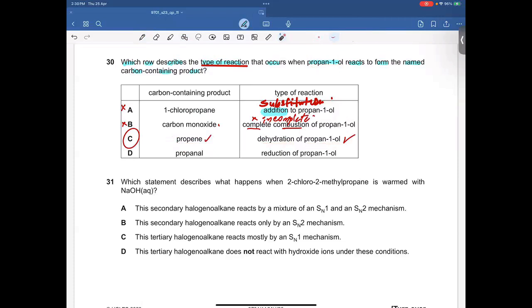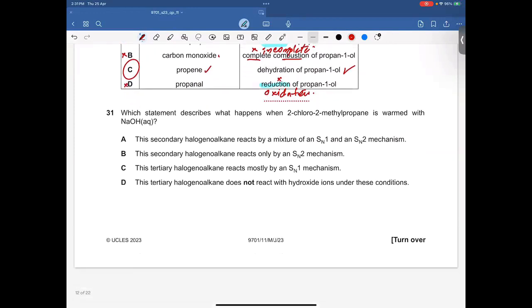Let's talk about D. When an alcohol is converted into an aldehyde, obviously it's going to be oxidation. The examiner is saying reduction, which is incorrect. It must be oxidation. So D is also incorrect. C is going to be the right answer.